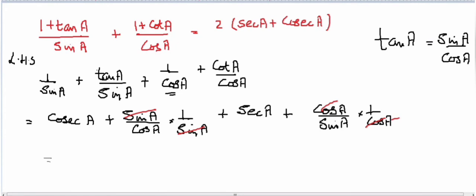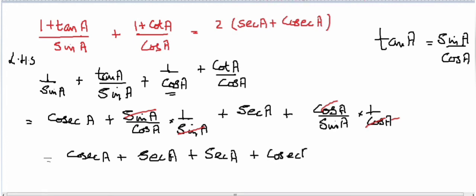So here I am writing cosec A, plus 1 over cos A I can write as sec A, plus I have sec A one more, plus 1 over sin A can be written as cosec A. Now you will have 2 cosec A and 2 sec A. So I am taking 2 common, and I can write it as 2 (cosec A plus sec A), which is our RHS. Hence we have proved it.